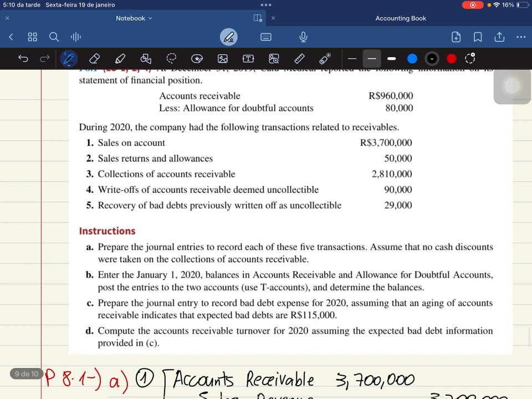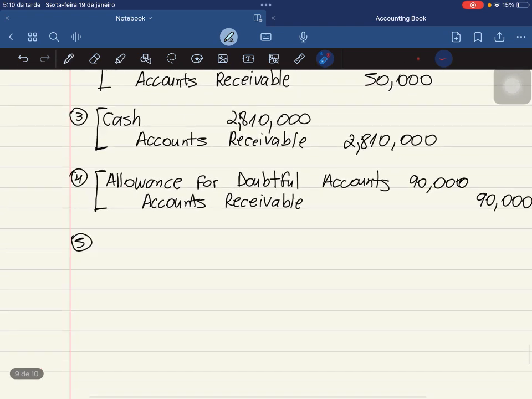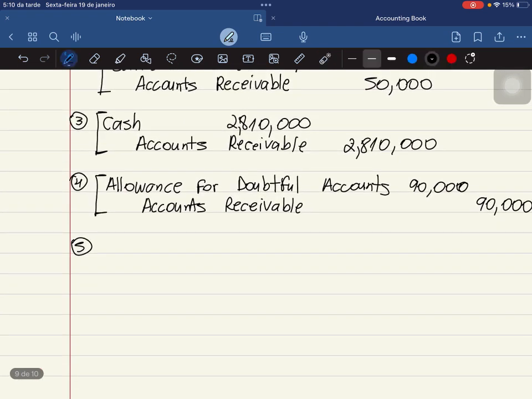5, recovery of bad debts previously written off as uncollectible, which means that after you have this entry for write-off, originally this was 90,000, right? You thought that from this 90,000 amount, you're not gonna get even a dime of it. But it turns out that somehow you got a part of it. You got 29,000. So you kind of have to cancel this entry, but not the whole entry because you didn't get 90, right? You just got 29. So what do you do when you want to cancel the previous entry? For you to cancel an entry, you just have to reverse the entry.